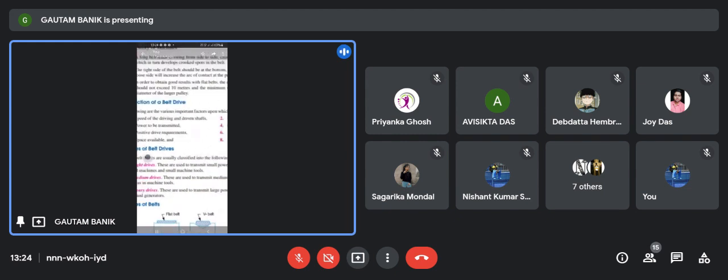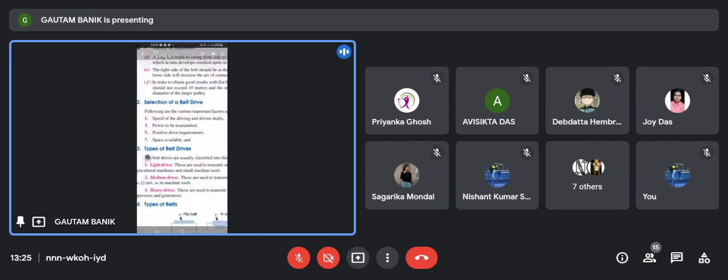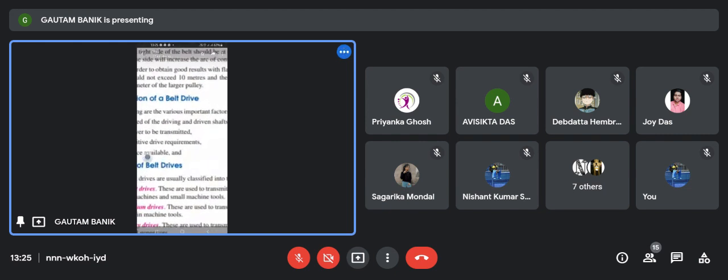Selection of the belt drive depends upon various important factors. That is, the speed of the driving and driven shaft.